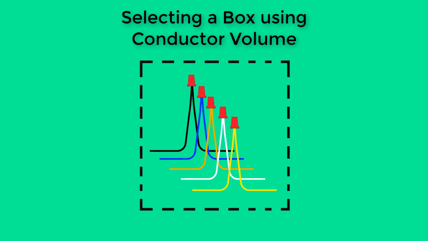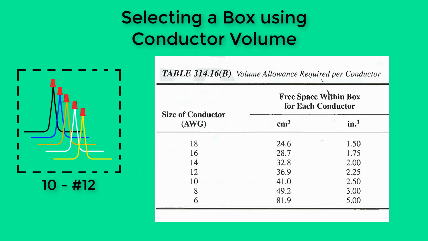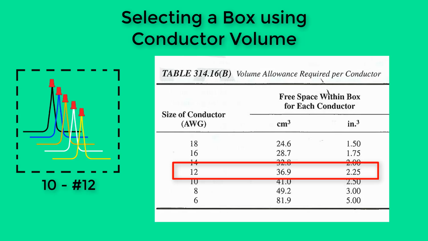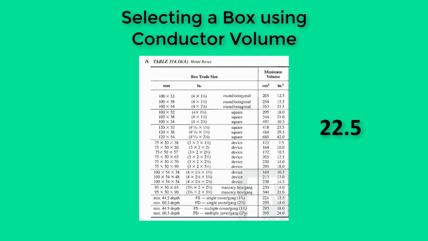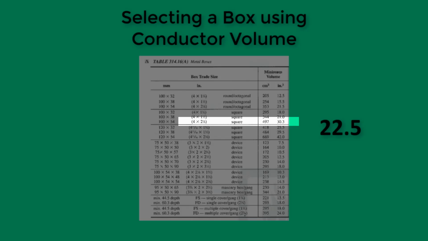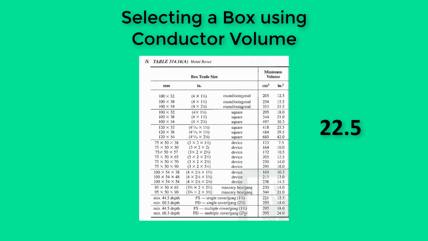In this example, the conductor count is 10, number 12 conductors. Table 314.16(B) requires a cubic inch volume requirement of 2.25 cubic inches for each number 12 conductor. Multiplying these two values results in a total of 22.5 cubic inches. After the cubic inch requirement of the conductors is found, Table 314.16(A) is used to select the appropriate box. In this example, a box with at least 22.5 cubic inches must be selected.